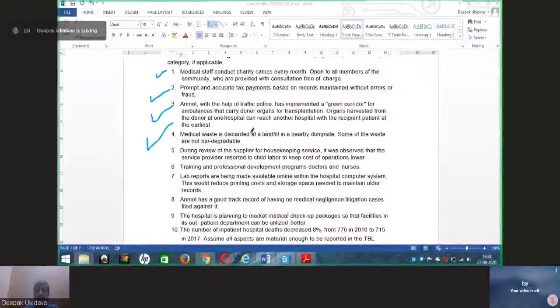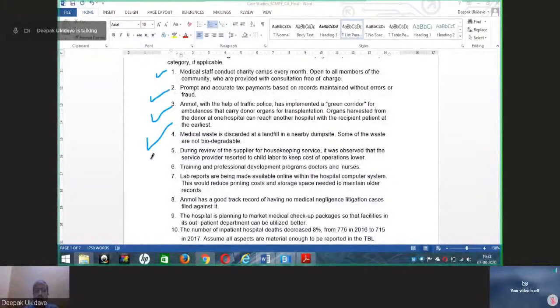Medical waste is discarded at a landfill in a nearby dump site. Some of the waste is not biodegradable. This is again a concern. So which part of the community, triple bottom line, stakeholder will be affected, and what aspect is being covered? Every time you have to discuss the aspect.